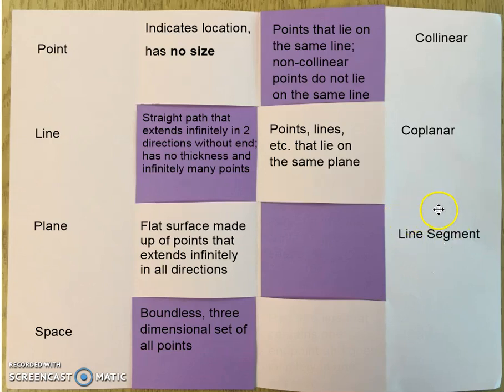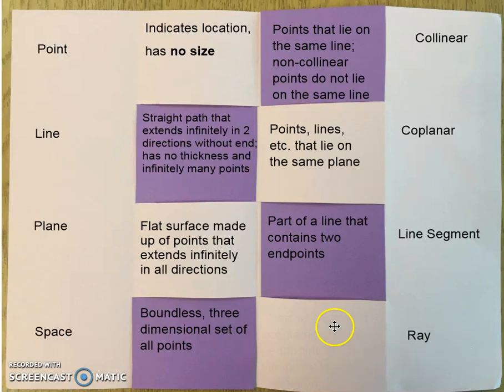Now we have figures that are composed of our undefined terms here, and a line segment is not undefined because now our definition will include these undefined terms in it. So a line segment is part of a line that contains two endpoints. So it doesn't go on infinitely in both directions, but it is part of a line and it has endpoints. So we're using those undefined terms now to define everything else.